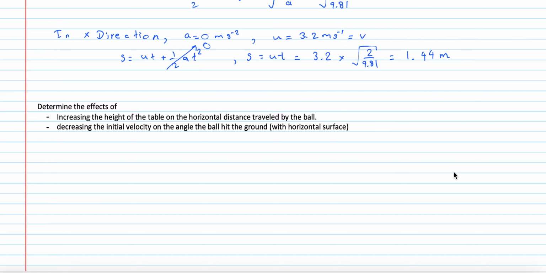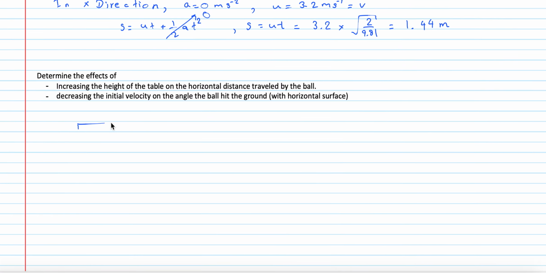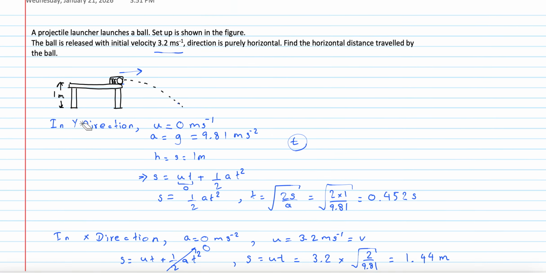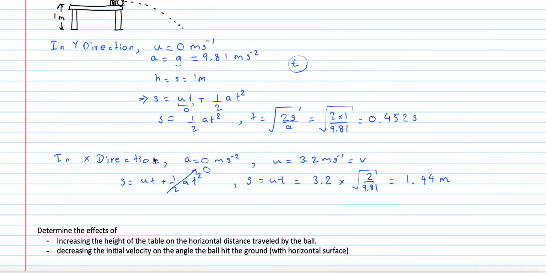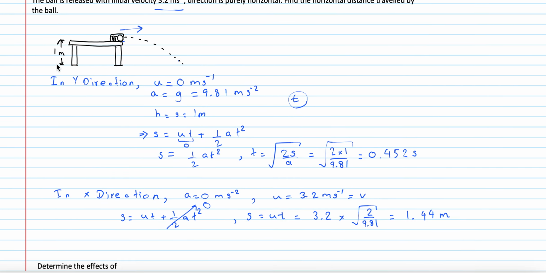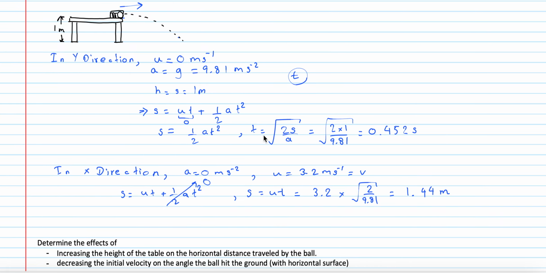So for the next part, determine the effects of increasing the height of the table on the horizontal distance traveled by the ball. So in this setup, let's go back to the picture. We're going to increase the height of the table here. So how is this going to affect the distance traveled by the ball? We can consider it from our calculation here. If we increase the height of the table, then you can say the time it takes for the ball to reach the ground will also increase.